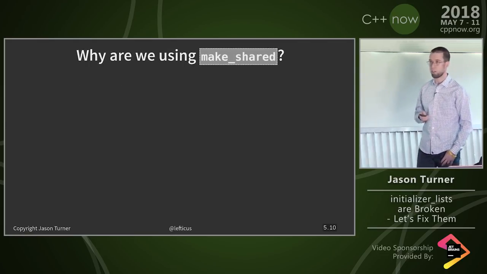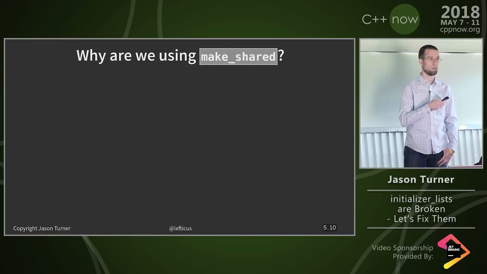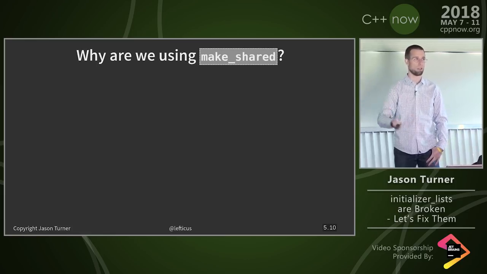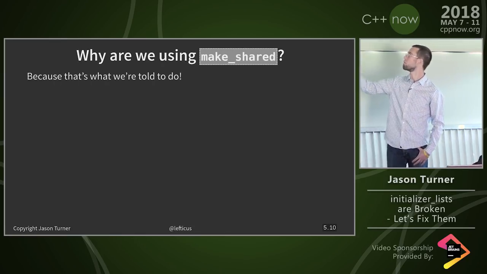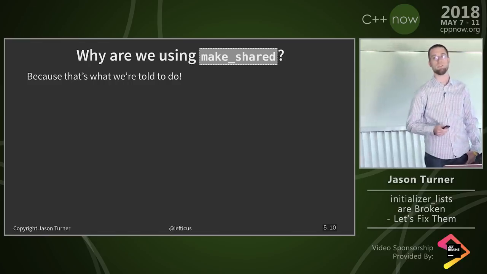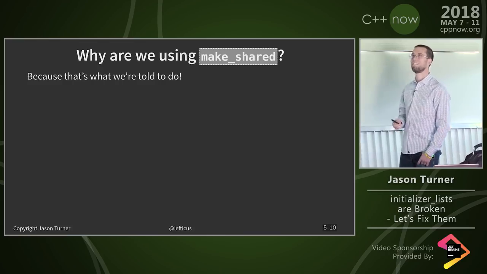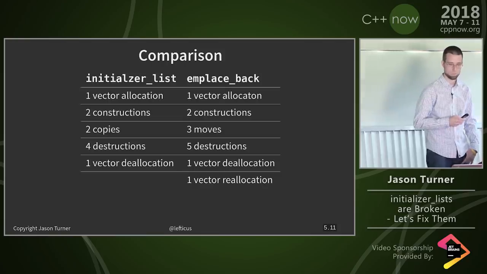Why are we using make shared? Just as an aside. Exception safety, one allocation. Avoid raw new, yes, if you have a coding standard that says no news. That basically, I mean, it's the best practice. Everyone pretty much agrees. There are reasons to avoid make shared. They are slim and not for everyday use, for sure.